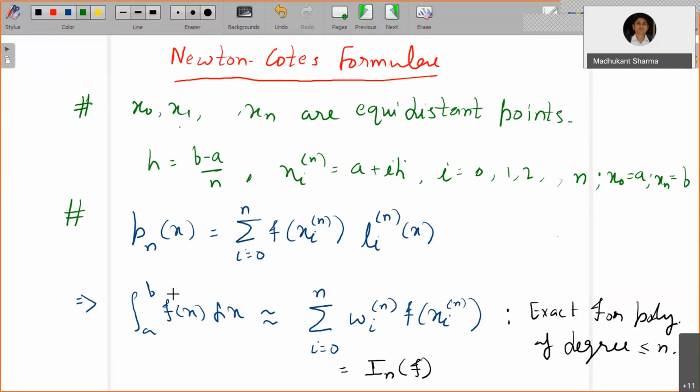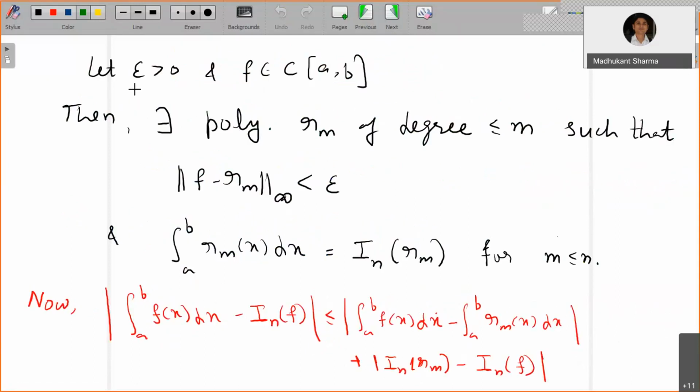Okay, right. So what is happening here is, let epsilon be bigger than 0 and f be a continuous function. Then the Weierstrass approximation theorem guarantees that there exists a polynomial R_m of degree less than or equal to m, satisfying this. And the integral from a to b of R_m of x dx remains exact whenever m is less than or equal to n, because we know that the Newton-Cotes formula is exact for polynomials of degree less than or equal to n. Now, in a similar fashion, add and subtract R_m, and then use the inequality.